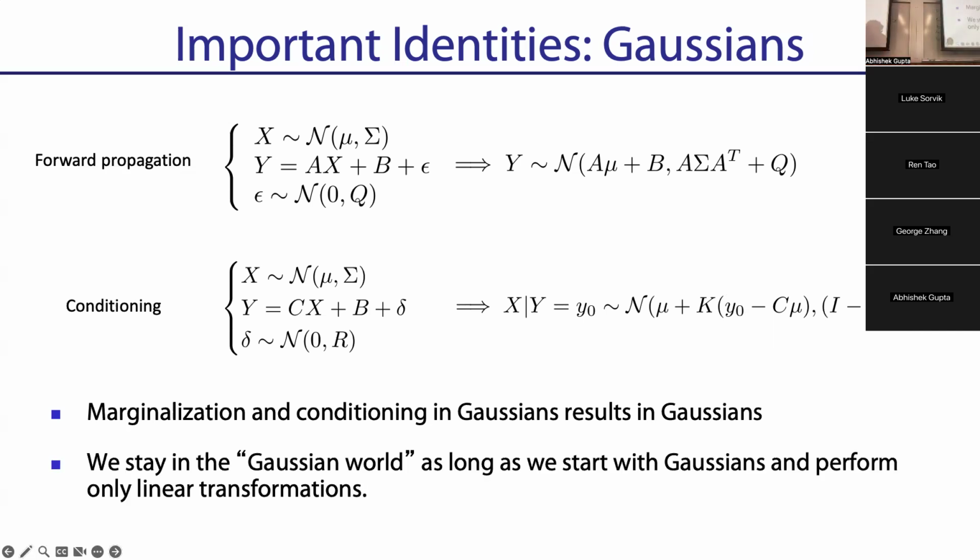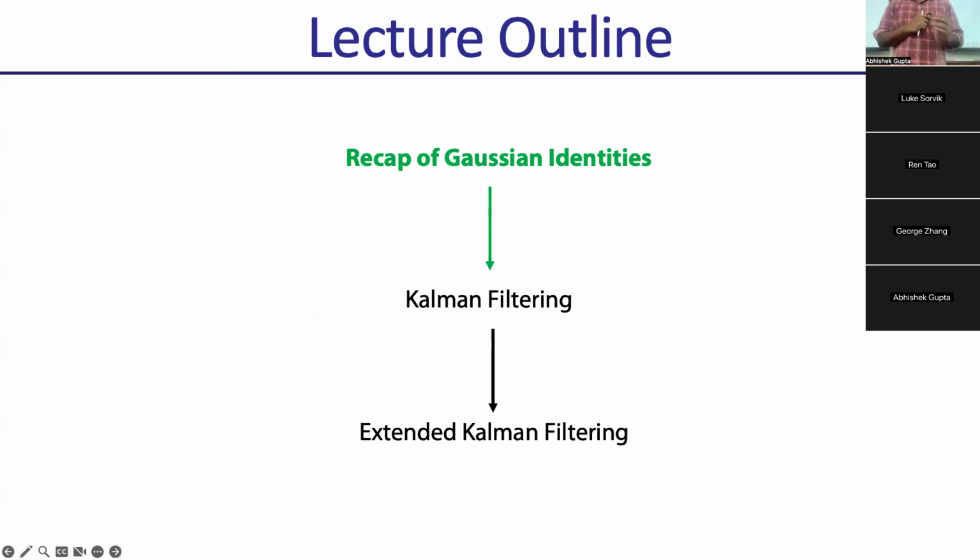And so as long as we stay here and we do linear things, we'll continue to be Gaussian, and then things are nice and easy to evaluate. So that's a recap of Gaussian identities. Any questions? Does that make sense?